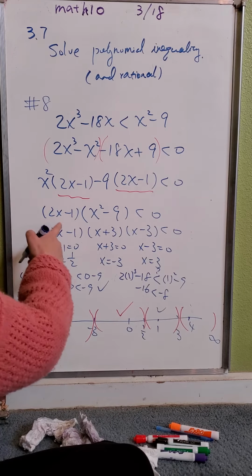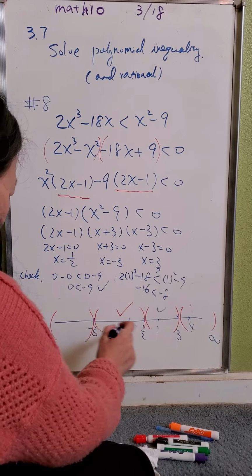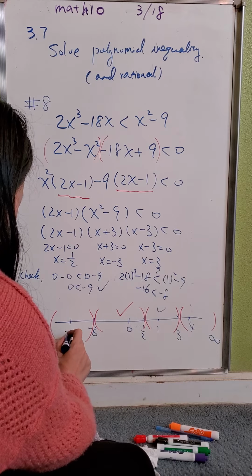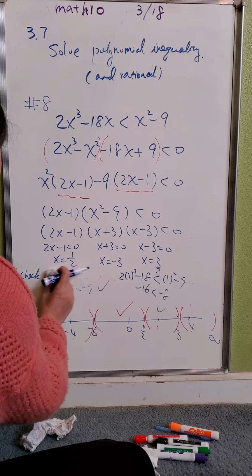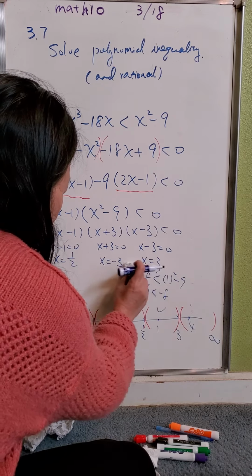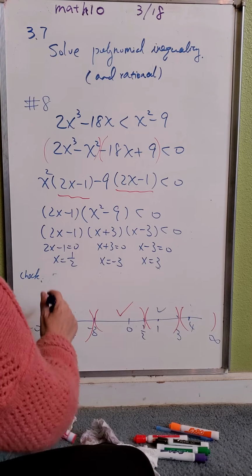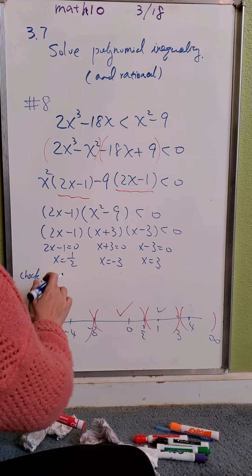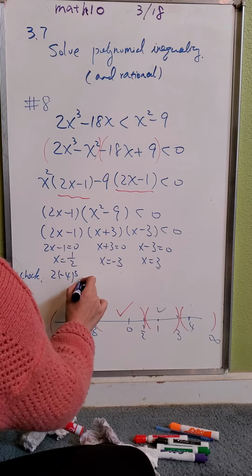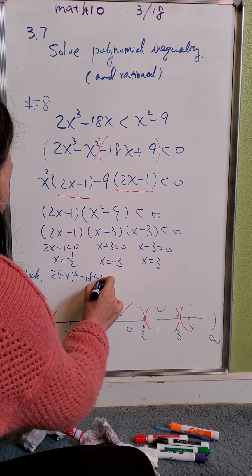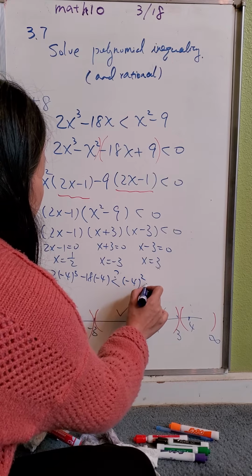So that means this one is out of our thinking. I think this is because maybe of the square here. And we're going to check another point. So we check another testing point, negative 4. So basically a testing point from each interval. Let's try negative 4. So 2 times negative 4 to the cube power minus 18 times negative 4. Is that going to be less than negative 4 squared minus 9?